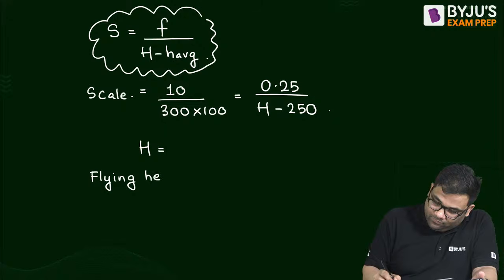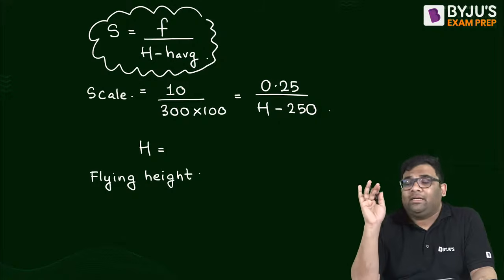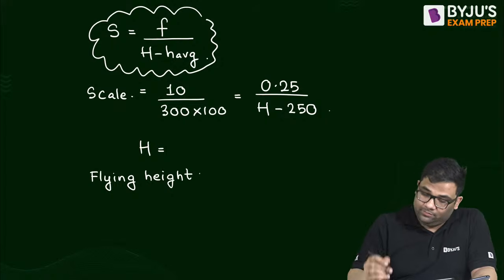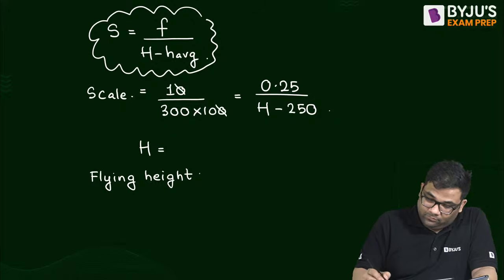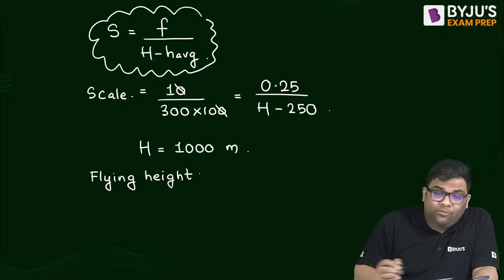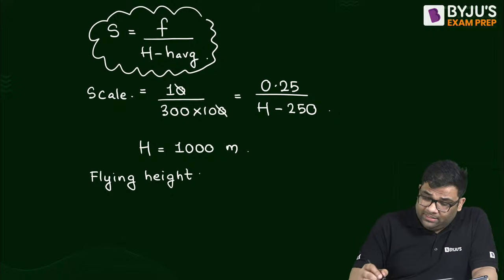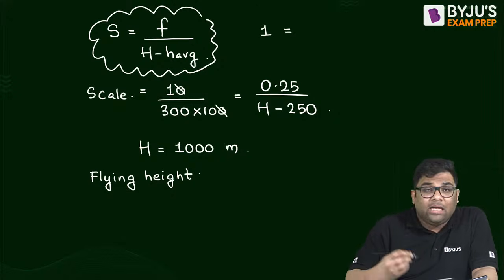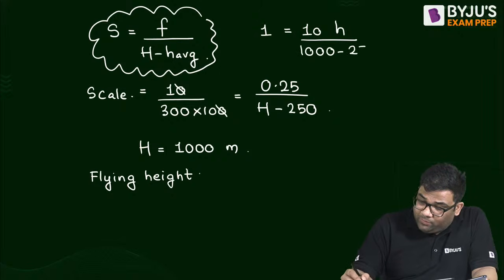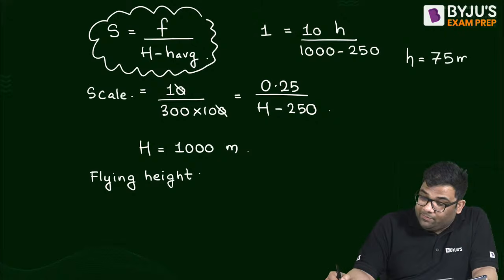So this is a typical GATE question, but you can easily solve. What is the flying height you are getting? Okay, flying height you are getting 1000 meter. So now you can solve. The relief displacement is given, 1 centimeter. R is 10 centimeter. This is h, and this is 1000 minus 250. From here, h is equal to 75 meter.